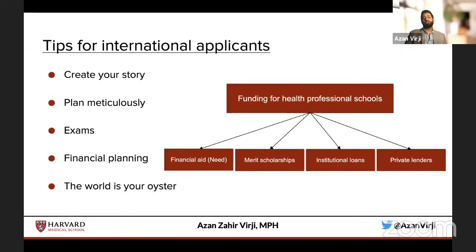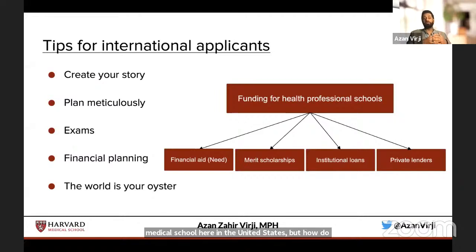So let's touch upon some tips for international applicants. As international applicants, all of you are either considering this path or exploring this path. So how can you actually stand out in this process? We talked earlier about how having a college degree may be a requirement if you're applying to medical school here in the United States. But how do you stand out as an applicant to these US medical schools?